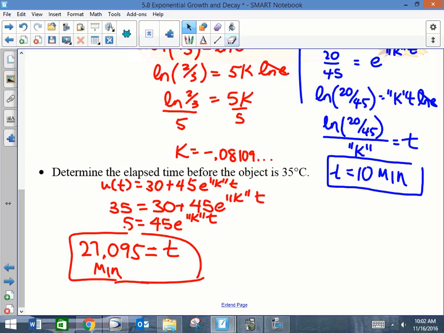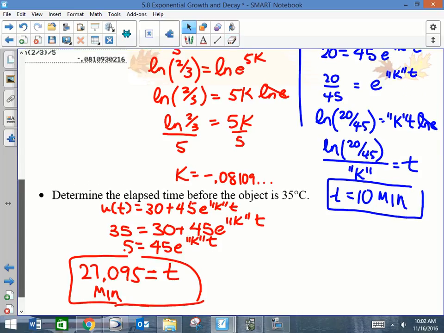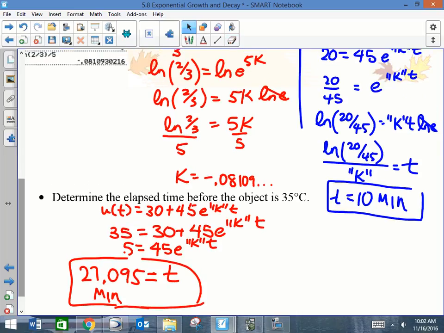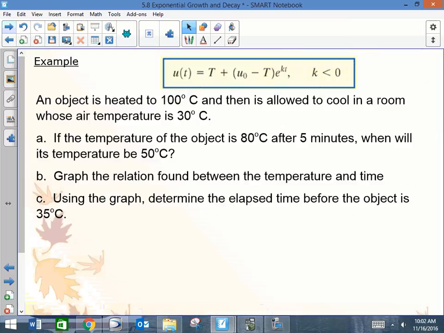Just saying. All right. Did anyone not get this, that we need to do the algebra? Anybody? Alrighty then, let's move on. So I put the equation up there for you. We're going to fill it in. The object is heated to 100 degrees and is allowed to cool in a room at 30. The temperature of the object is 80 after 5 minutes. When will the temperature be 50?